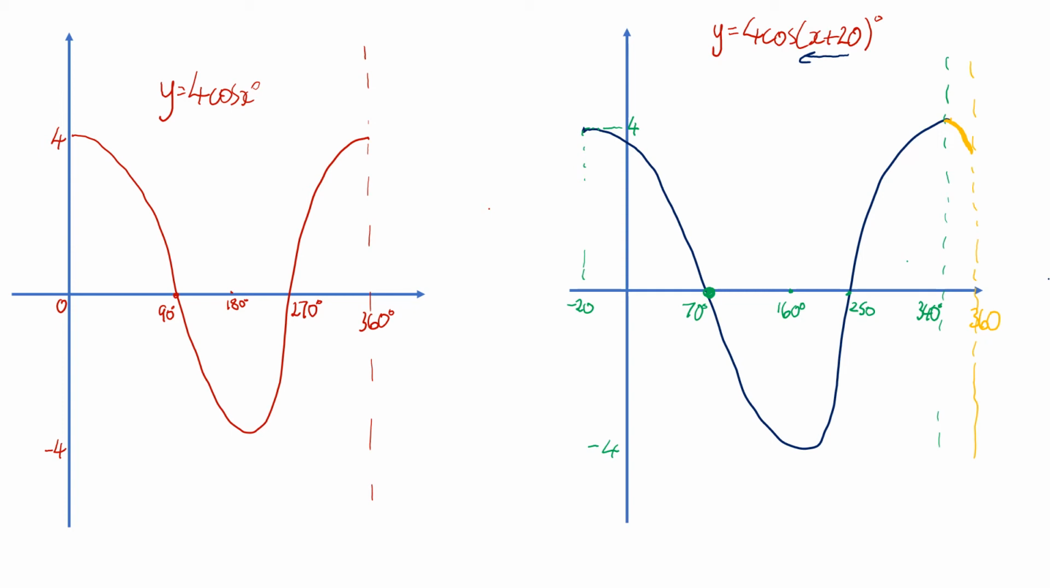And if a question ever asked you to draw the graph for x in between 0 and 360, even though we would start at minus 20 and the revolution would finish at 340, you'd be expected to draw it starting from 0. So you'd need to know that you're not starting at the highest point, which is up here. You're starting a little bit lower. And although the first revolution finishes at 340, you'd need to go the next 20 degrees to make sure you've got it in between 0 and 360.